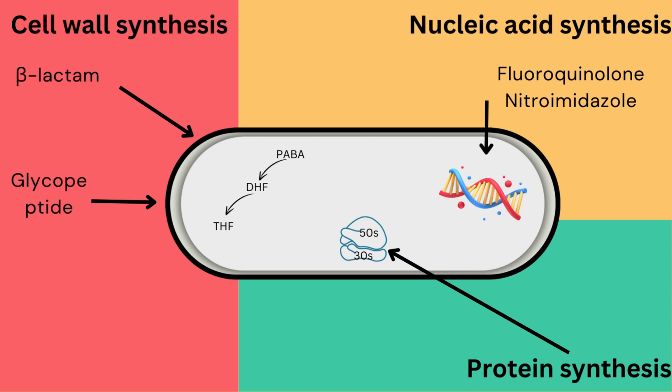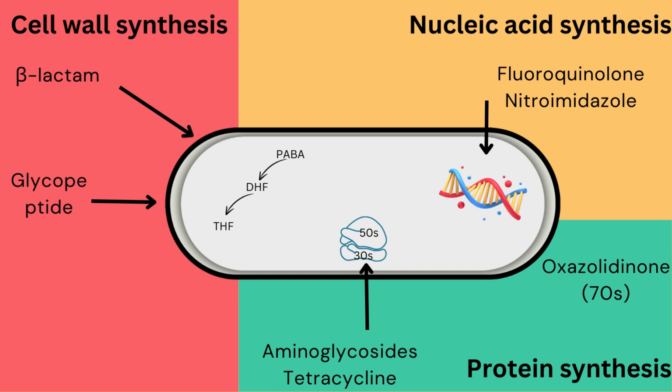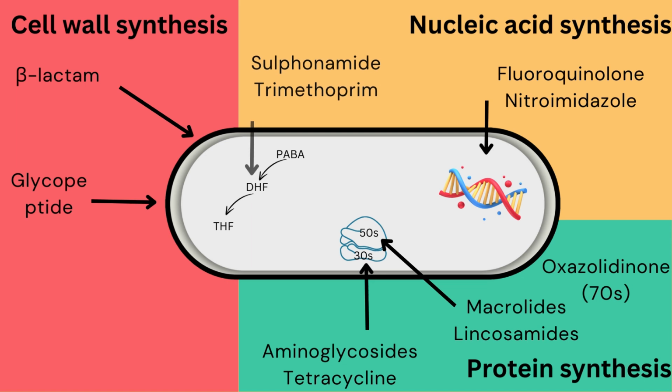Ribosome is part of the cell component which act as machine in protein synthesis. Oxazolidinone acts on 70S ribosome and it inhibits protein synthesis. While aminoglycosides and tetracycline also inhibit protein synthesis by acting on 30S subunit ribosome. Macrolides and lincosamide also disable 50S subunit ribosome and cause the bacterial dying.